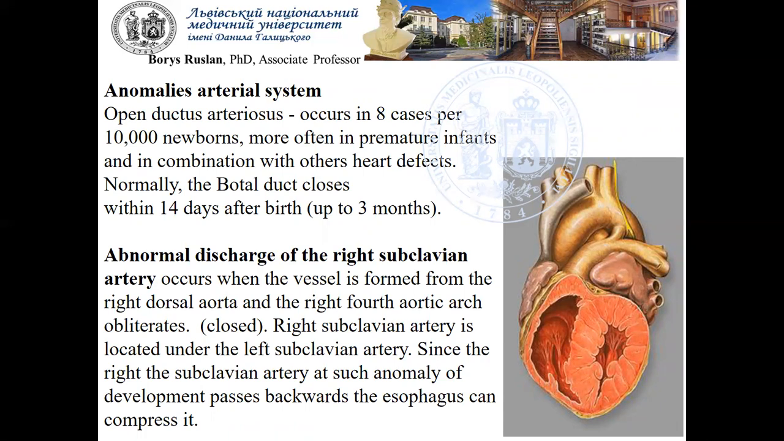Abnormal discharge of the right subclavian artery occurs when the vessel is formed from the right dorsal aorta and the right fourth aortic arch obliterates, closes. The right subclavian artery is located under the left subclavian artery. Since the subclavian artery in such an anomaly of development passes backwards, the esophagus can compress it.